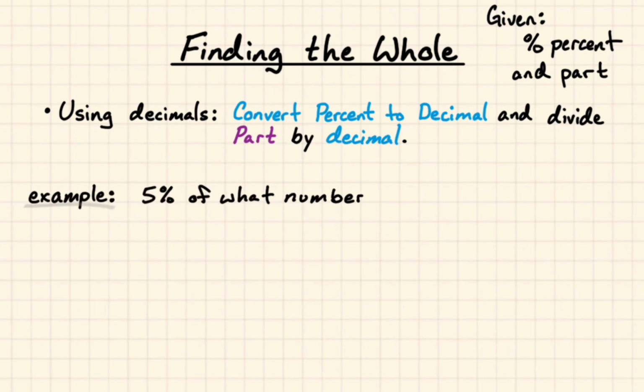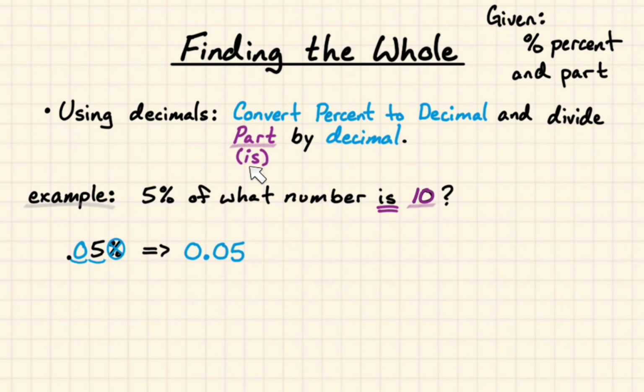5% of what number is 10? So I'm given the percent as 5. I can convert that to a decimal by moving the decimal place 2 times to the left and taking away the percent sign. So I'm left with 0.05. And I can find the part because it's the one that is connected to "is." So "is" will be the part. So I'm going to be dividing 10 divided by 0.05.